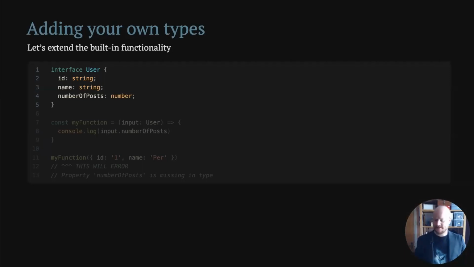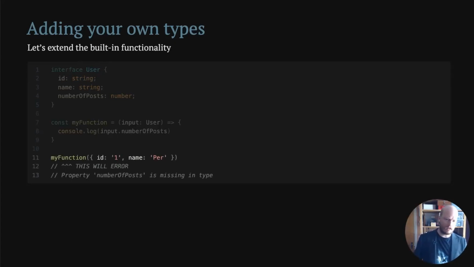And if we want to extend this autocompletion and error handling, we can define our own types. Let's say we have an interface. I will go through the syntax later on, but let's say we have a type that describes how a user looks, which is a normal JavaScript object with an ID, a name, and a number of posts, and they are strings and numbers. And then I create a function that takes an input, which is a user, and then we'll log input.numberOfPosts.